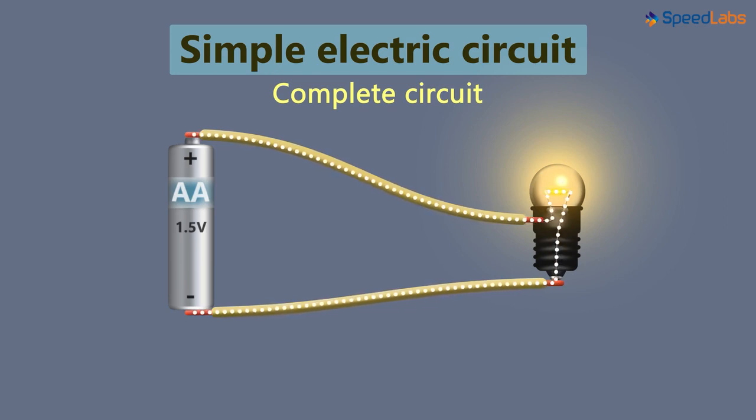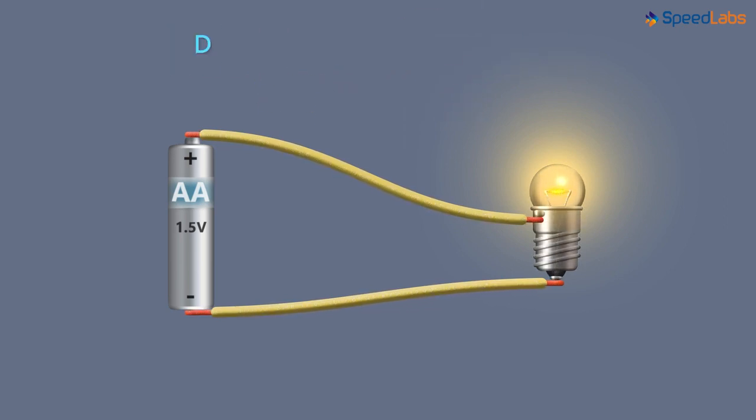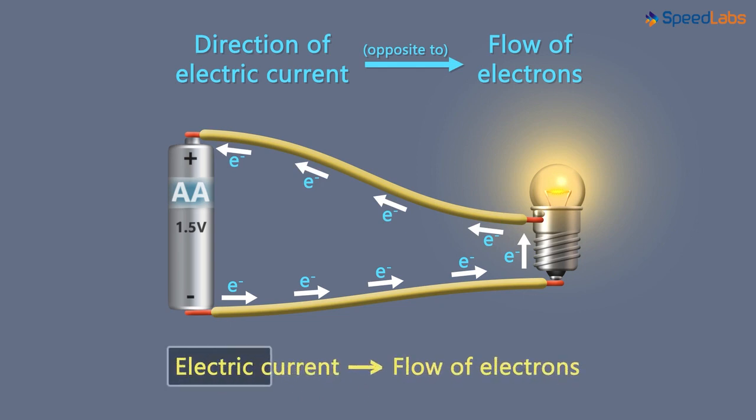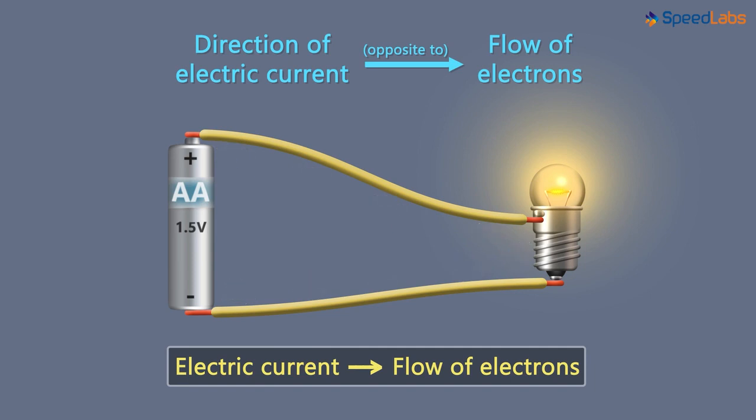bulb glow. We know by convention that the direction of electric current is taken to be opposite to the direction of flow of electrons. Electrons flow from the negative to the positive terminal. And electric current is actually defined as the flow of electrons only. But by convention, the direction of electric current is taken from positive to negative. So we will also follow this convention here.